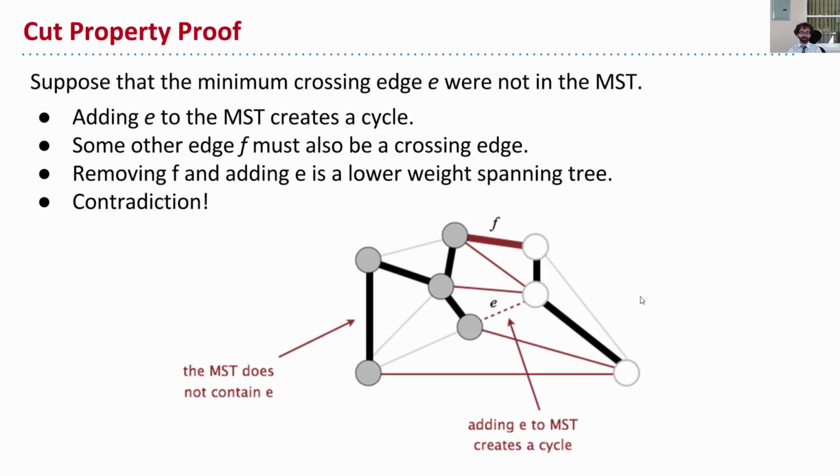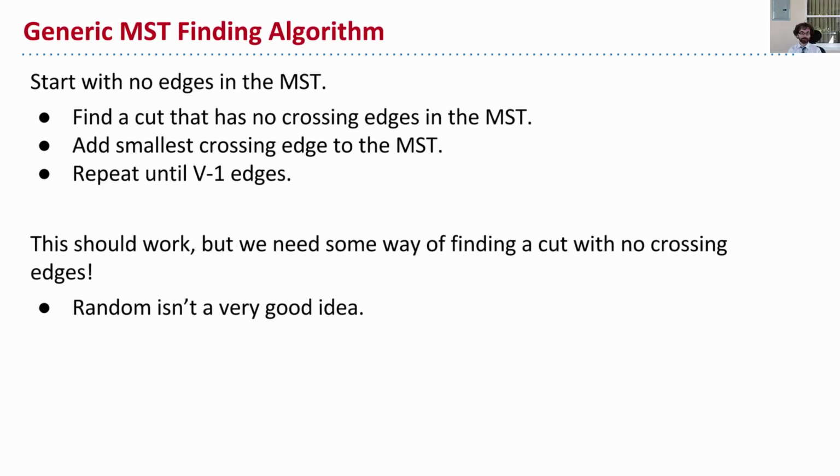Okay, so that's our proof of the cut property. So why is this useful? Well, it gives us a potential algorithm for finding the MST. And it would go something like this. Let's imagine we have a graph. First we have no edges in the minimum spanning tree, so we'll start with no edges. Generally, we don't have a tree yet.